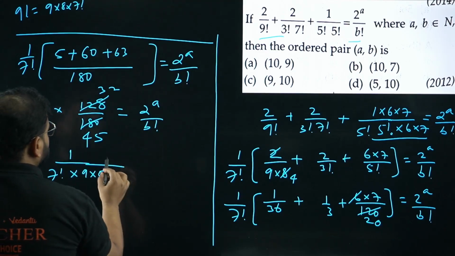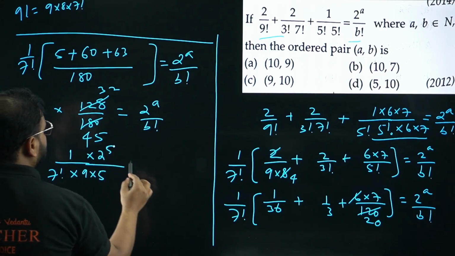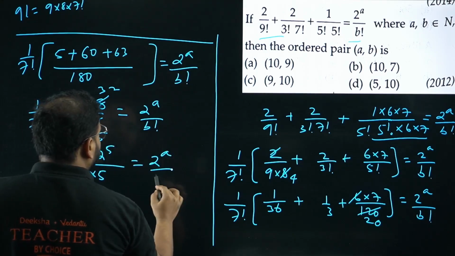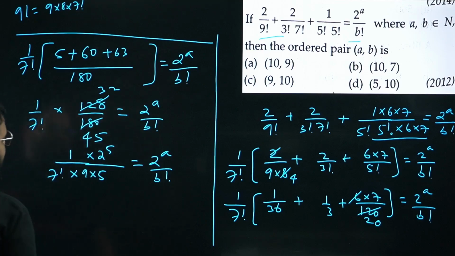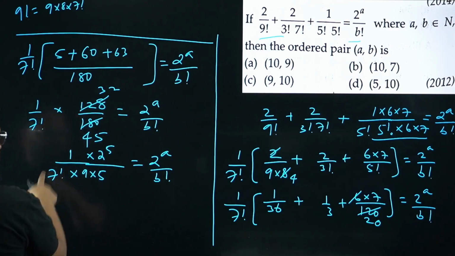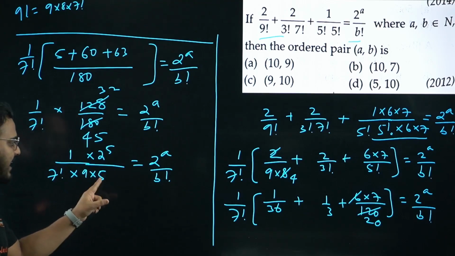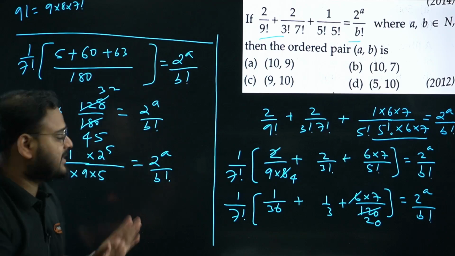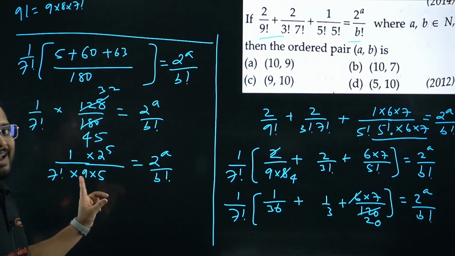Okay, and on this side I have 2 power 5 in the numerator, so I have 2 power a and b factorial. So I'll see what we can do. I want to make a factorial over here. So think about it, since I have 5 over here, can I cancel this 5 in the numerator? I cannot cancel. It means I have to make it 10.